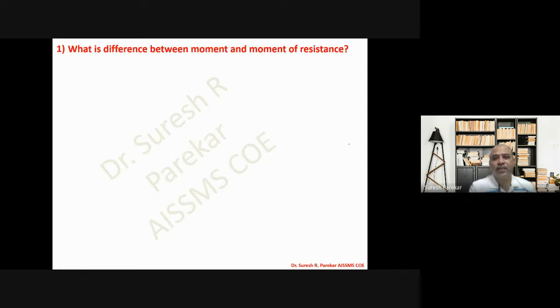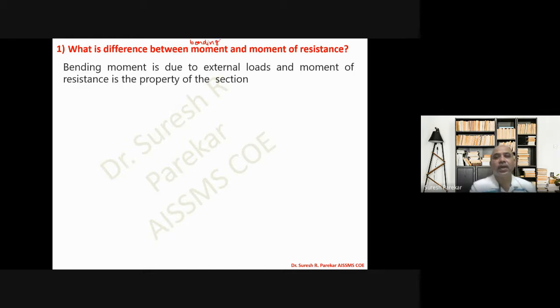What is the difference between bending moment and moment of resistance? Bending moment is due to external loads, and moment of resistance is the property of the section.